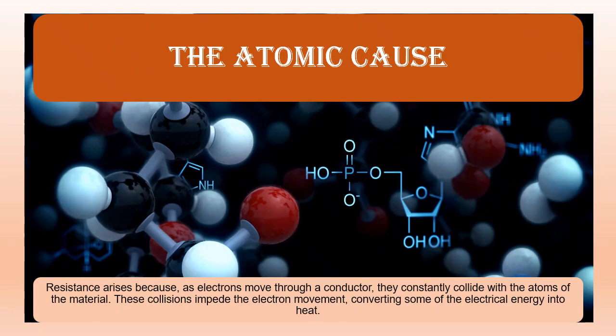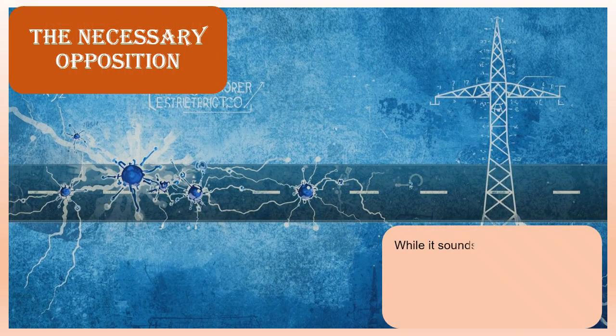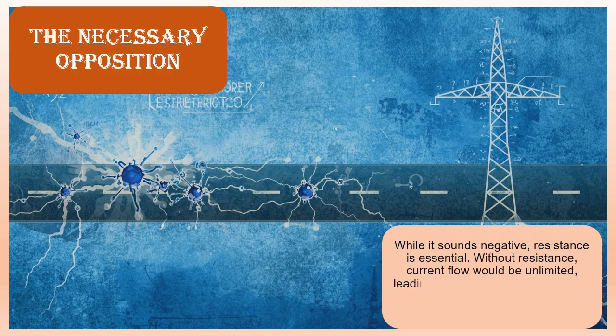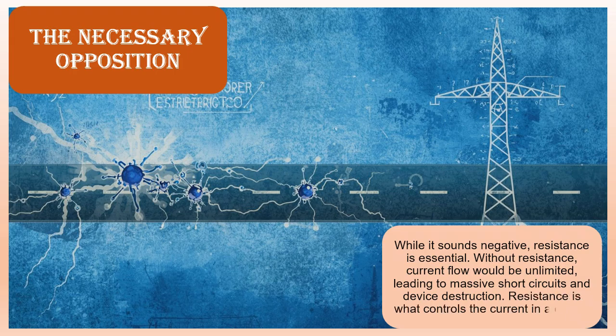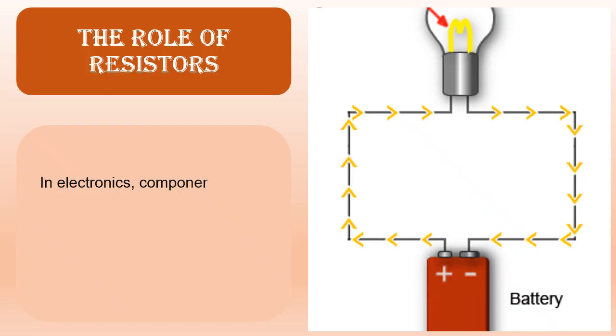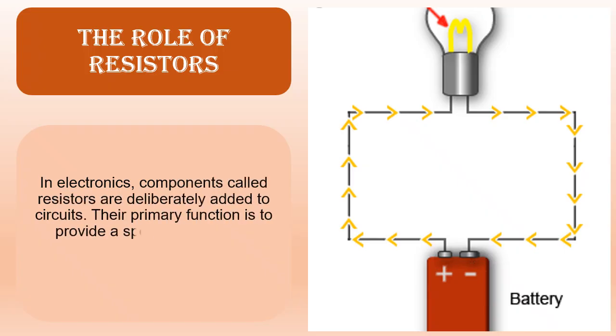The necessary opposition. While it sounds negative, resistance is essential. Without resistance, current flow would be unlimited, leading to massive short circuits and device destruction. Resistance is what controls the current in a circuit. The role of resistors. In electronics, components called resistors are deliberately added to circuits. Their primary function is to provide a specific, calculated amount of resistance to limit the current or divide the voltage.